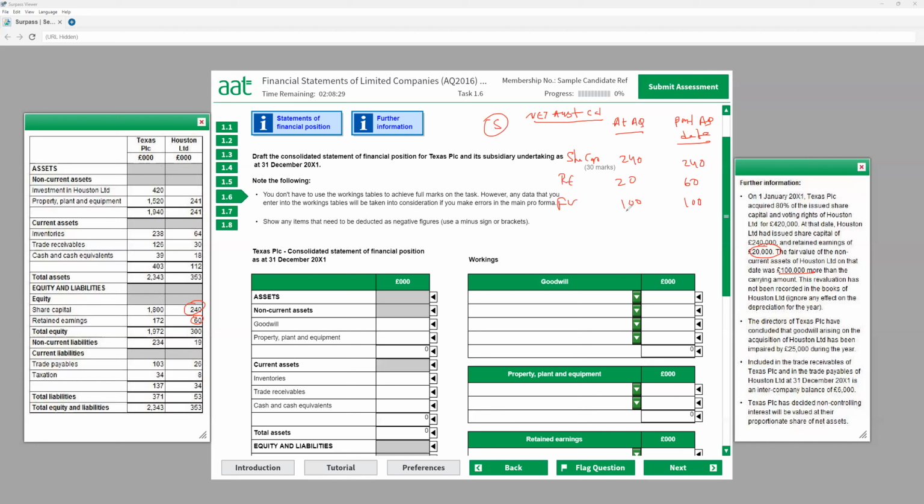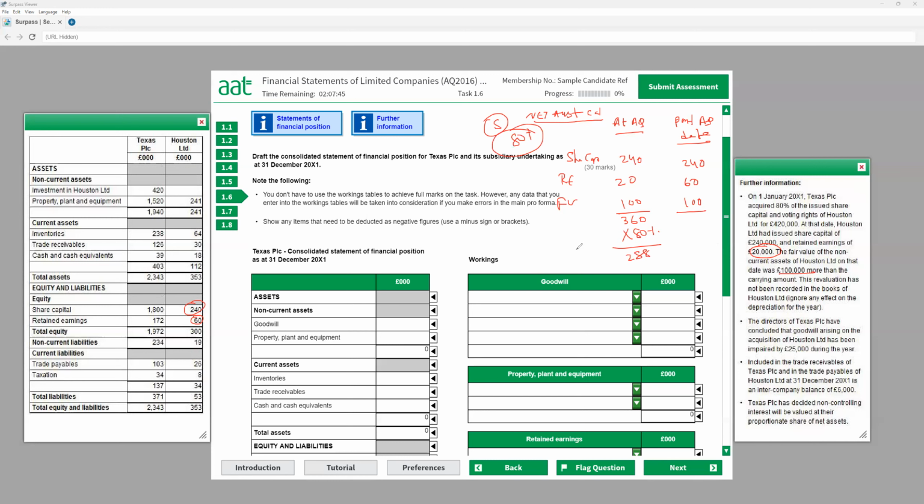So all you have to do now is add up how much we have. 240 plus 20 plus 100. That's 360. So 360 is the total. And I buy 80% of the subsidiary, so you multiply by 80%. 360 times 80% gives me 288.